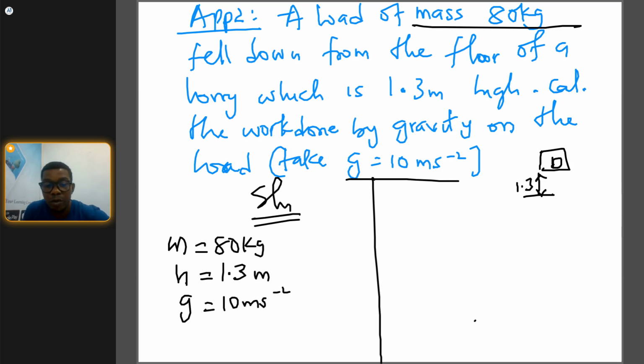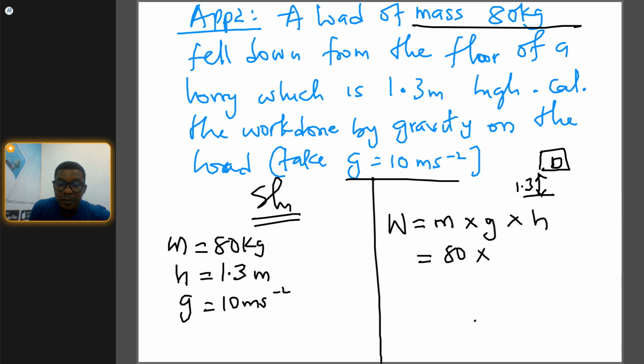And we are asked to calculate the work done by gravity. Work done by gravity is going to be mass times gravity times height. That was the third formula I made mention of in the first application. So work done equals mass times gravity times height, that is 80 times 10 times 1.3. When you multiply this out, you are going to have 1040 joules.